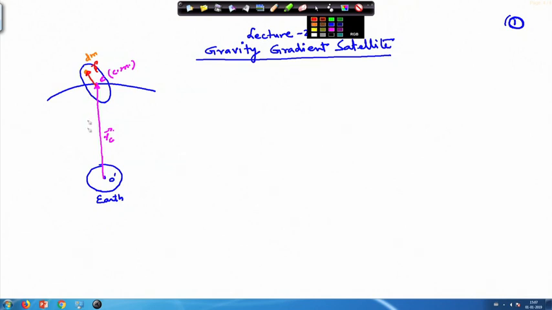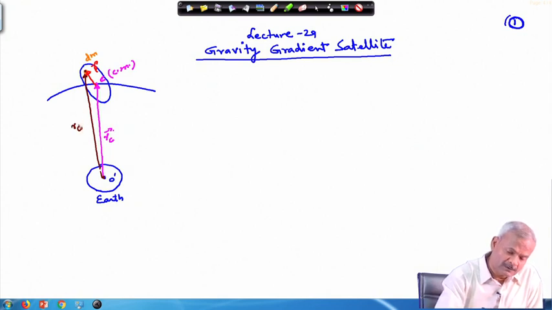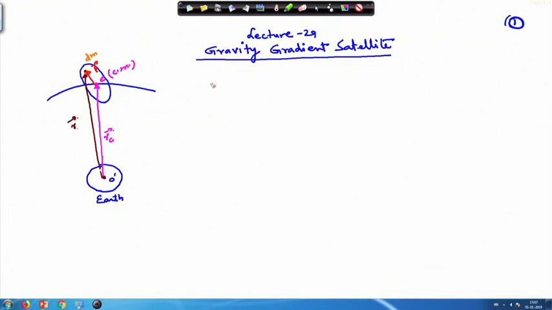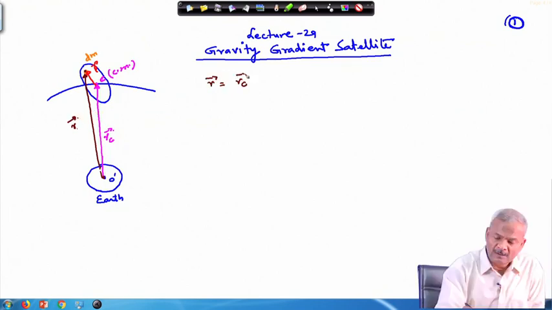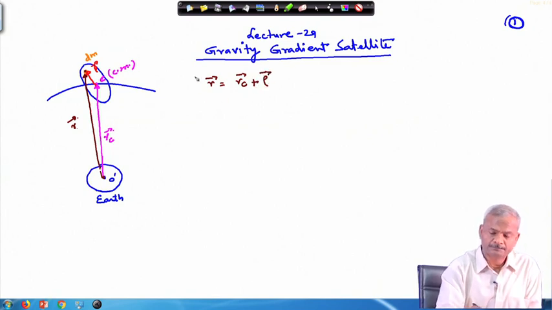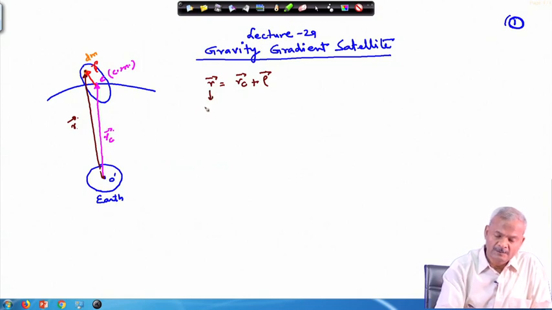So, the radius vector of this point from the center of the earth we have shown by r, where r we have written as R c plus rho. This is the radius vector of the particle d m.